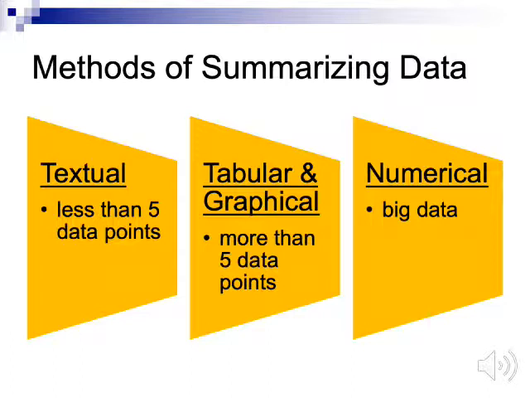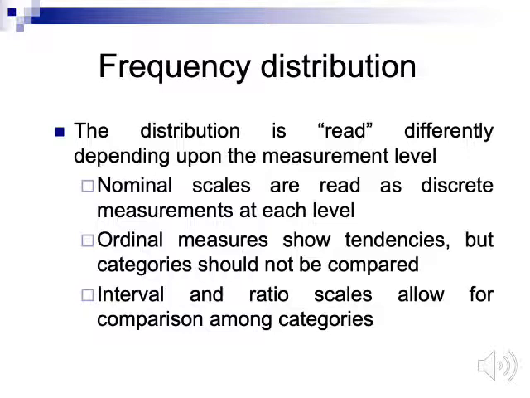Okay, so there is no need for me to explain the textual, but the tabular. Okay, so the distribution really differs depending upon the measurement level. So for nominal scales, they are read as discrete measurement at each level. For ordinal, you show tendencies, but categories should not be compared. While for interval and ratio scales, that allows us comparison among categories.